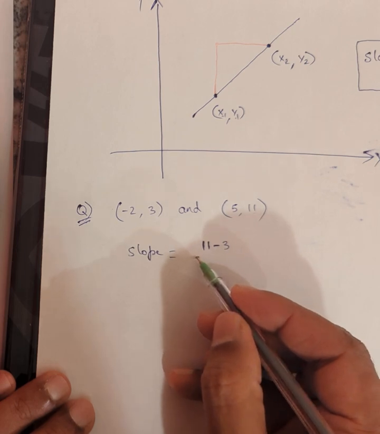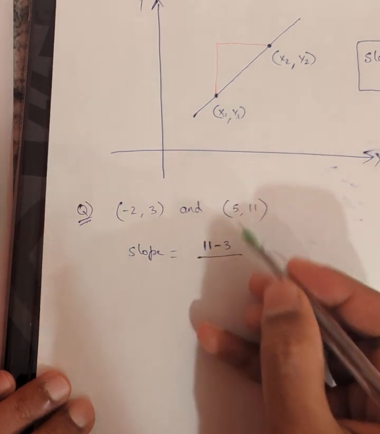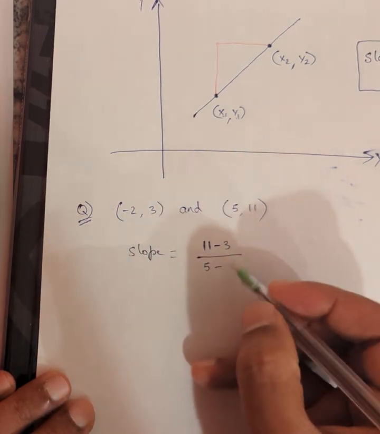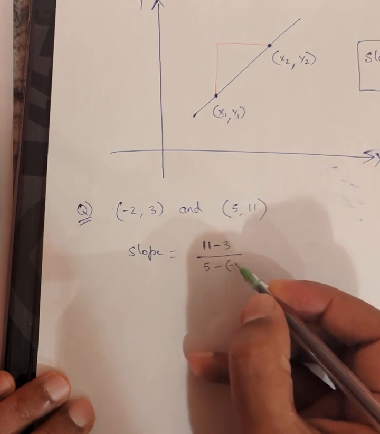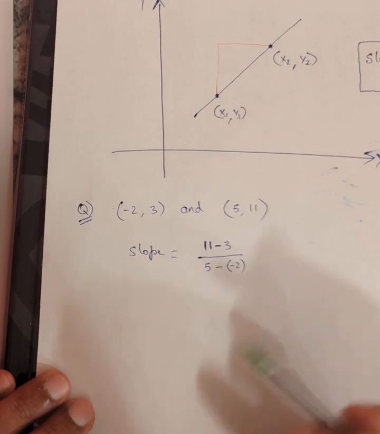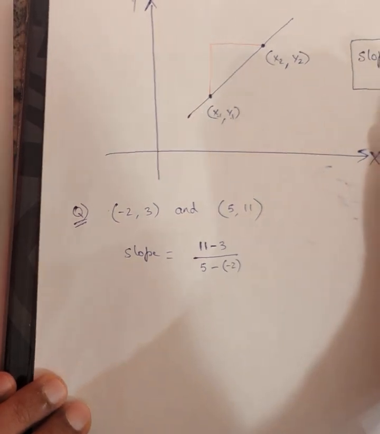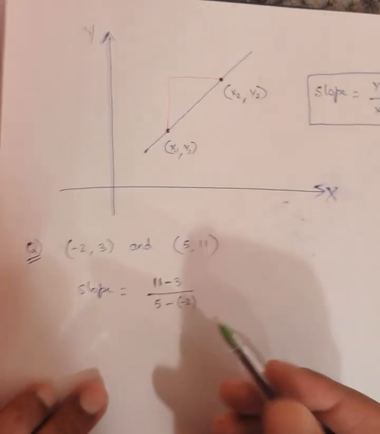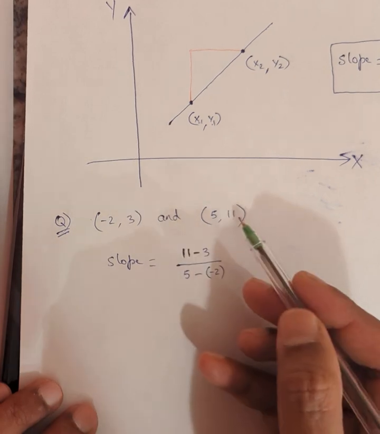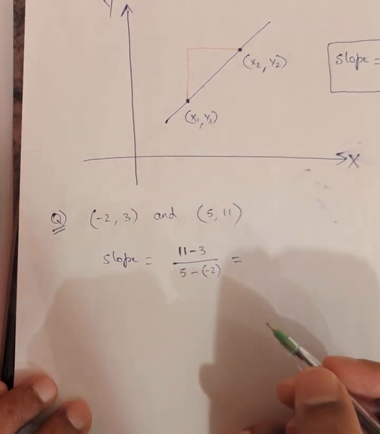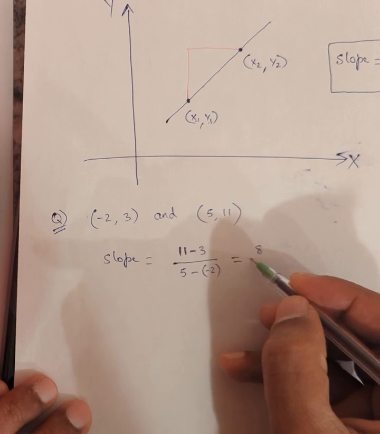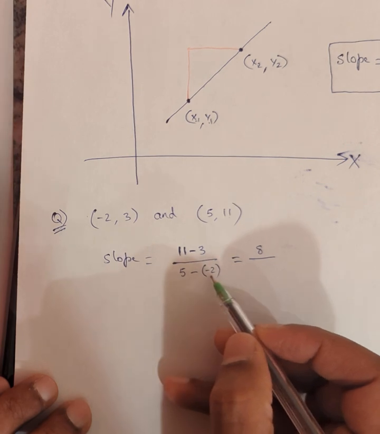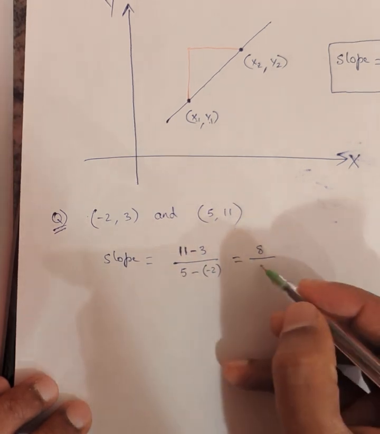So that would be a rise of 11 minus 3 divided by 5 minus, now notice the number has its own negative, so we'll put it in parentheses. So regardless of what number you have, the formula has a negative in both numerator and denominator. So I got to subtract. Now 11 minus 3 is 8. 5 minus negative 2 is actually 5 plus 2, because negative times negative is positive. And 5 plus 2 is 7.